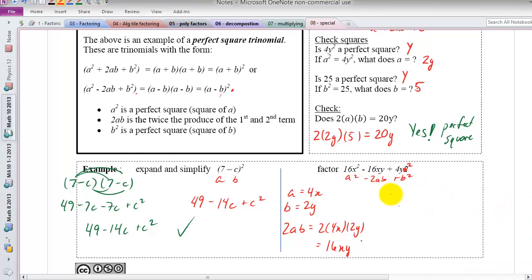So this is equal to (a - b) all squared. That's equal to (4x - 2y) squared. And we can't factor this anymore. We can't take out a 2 because remember we're squaring both these things. So that's the factored form.